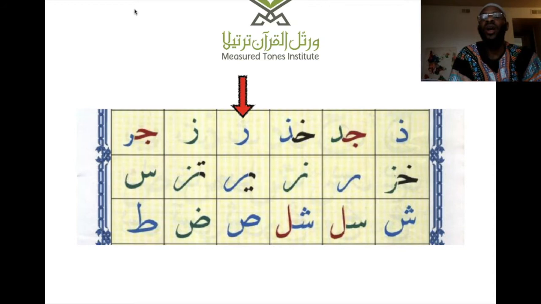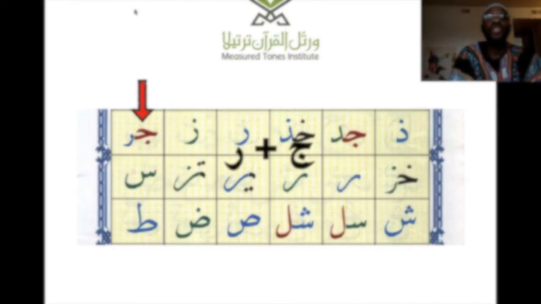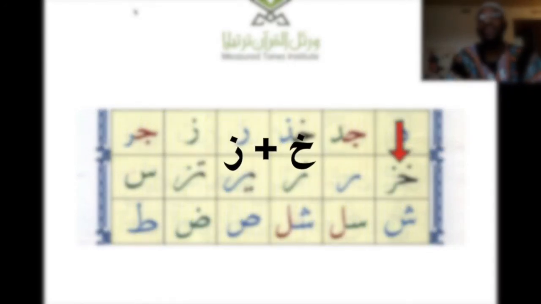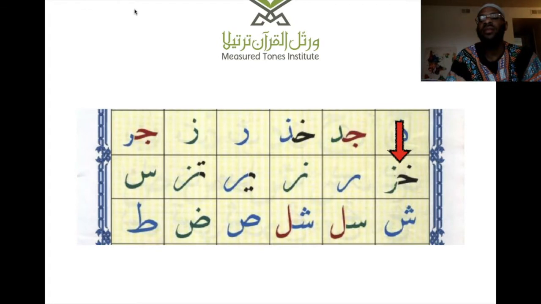Next letter, Ra. This is one way that you'll see Ra written. However, there are other ways we will see in just a moment, inshallah. Za. Again, this is one way, and we'll see another way in a moment. Next combination, Jim Ra. That's how Ra is going to look at the end of a word, connected to the letter that's coming before it. Next one, Kha Za. Again, Za is coming at the end of a word, looking the same, plus a dot.